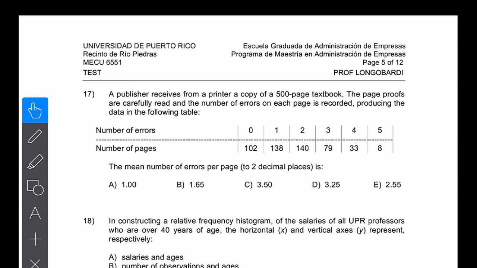Aha. So this is a weighted mean problem. They've given me frequencies and they've given me values. These are the values. This is the variable, the number of errors. So you have to distinguish between the values and the counts. These are the frequency, the count, the number of observations. And this is the variable up here, x.